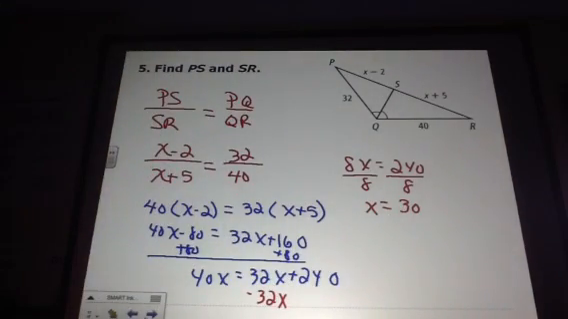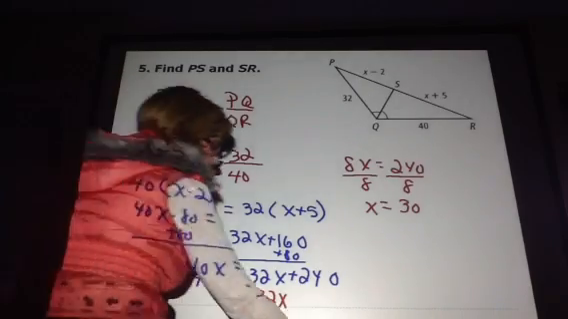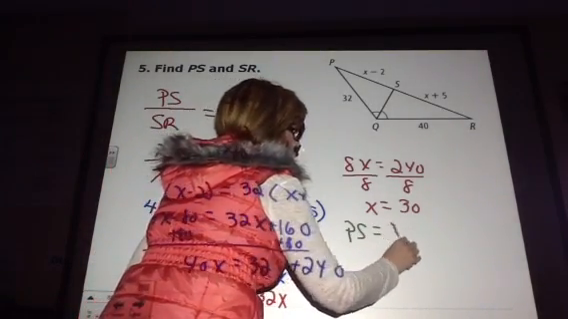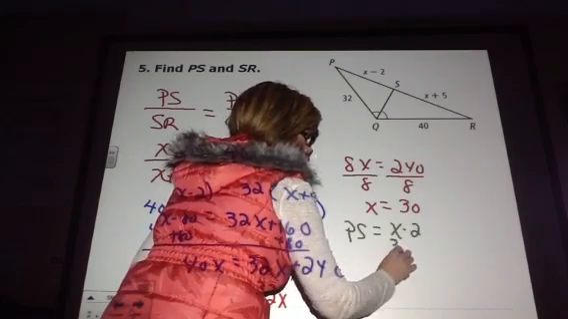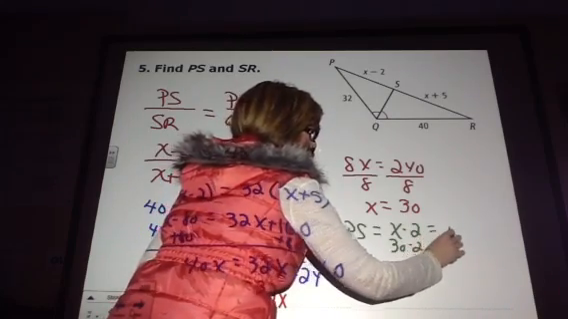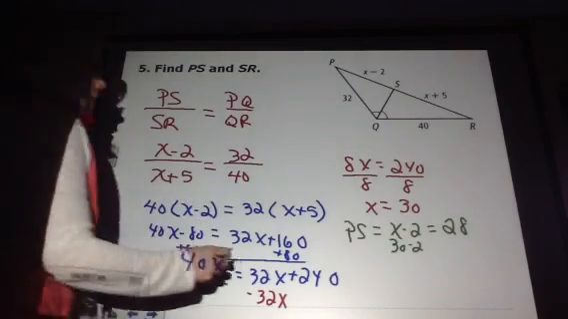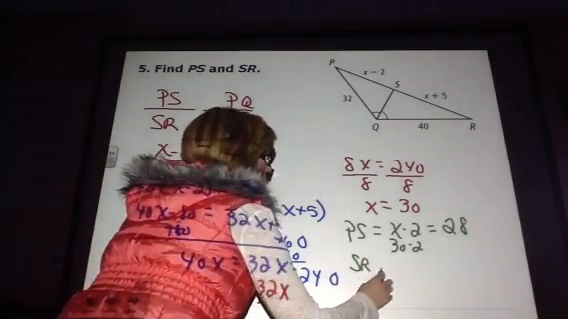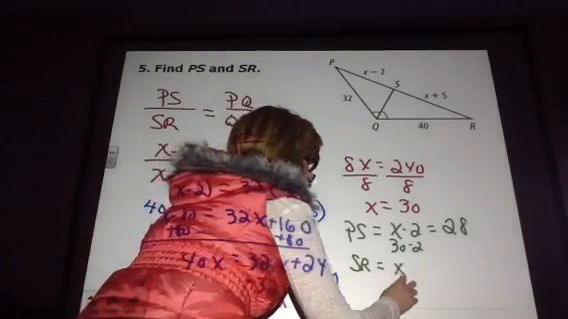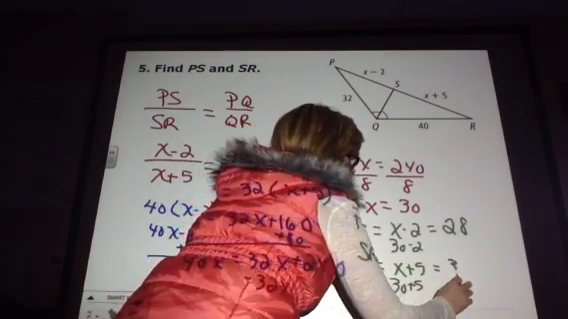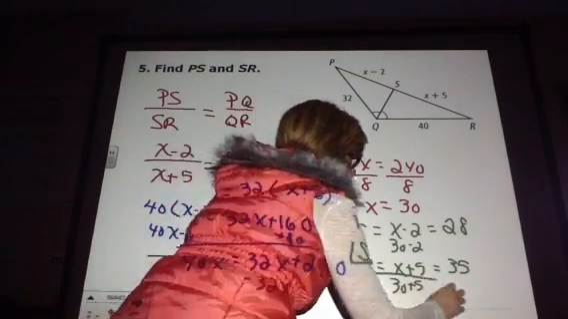That's not what we're solving for. We're solving for PS. PS equals x minus 2. So that's 30 minus 2, which equals 28. And then SR is x plus 5, so that's 30 plus 5, which is 35. So here's your final answer.